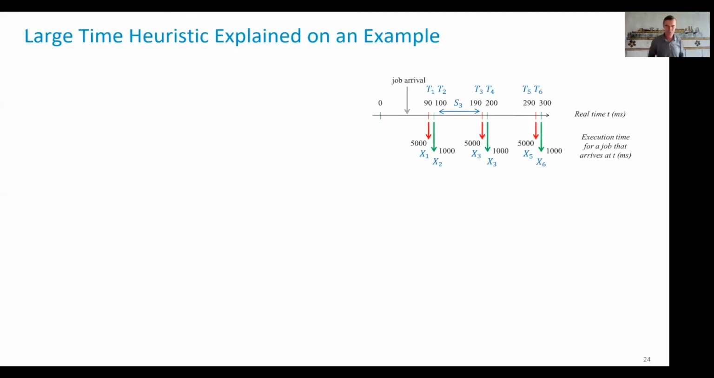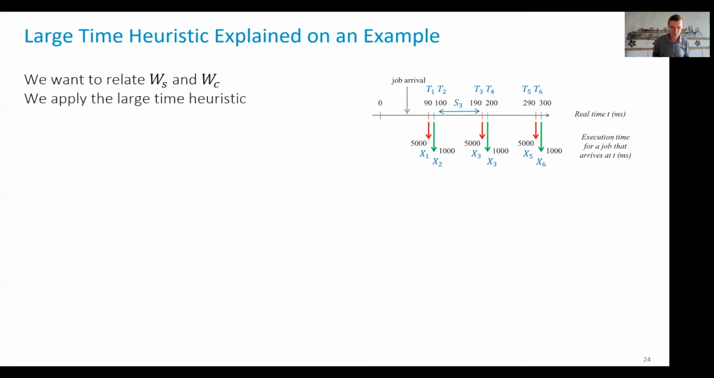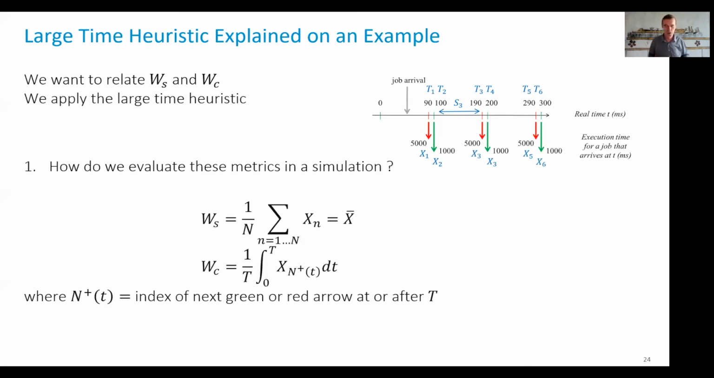Let me explain the heuristic on this example that I just gave. We want to relate the two averages, the system average and the customer average, and see whether there is a formula that can explain one from the other. The idea of the large time heuristic should sound familiar to you. It simply consists in saying, how would I evaluate these metrics in a simulation? And then by looking at the details, usually we should be able to massage one into the other.